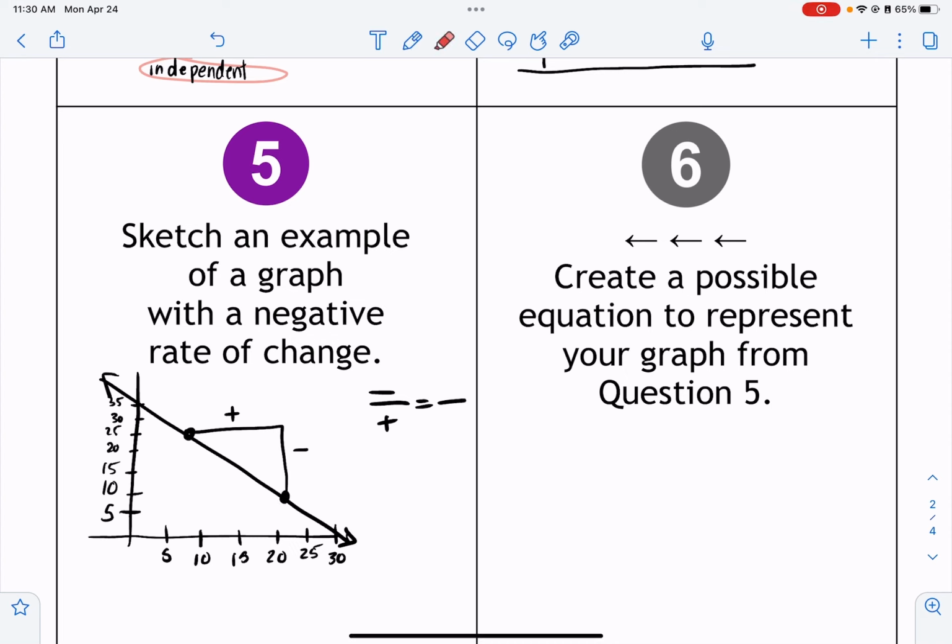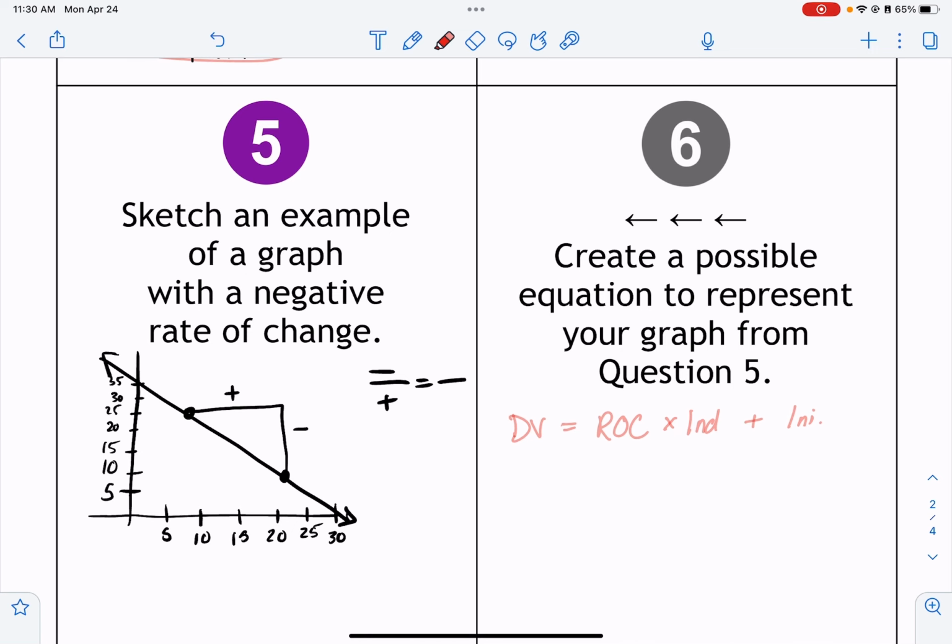Okay, so we need to find the rise and run, because to make an equation, it's always the dependent variable is the rate of change times the independent variable plus the initial value. So maybe I should write independent variable, and this is initial value. Maybe we also need axes titles. That might be helpful here. This one would be meters, and this one is seconds. Maybe someone is running, they're jogging. The y-axis is meters, the x-axis is seconds.